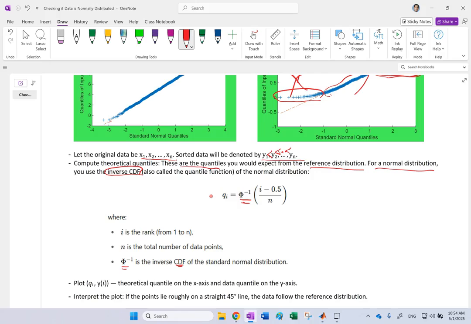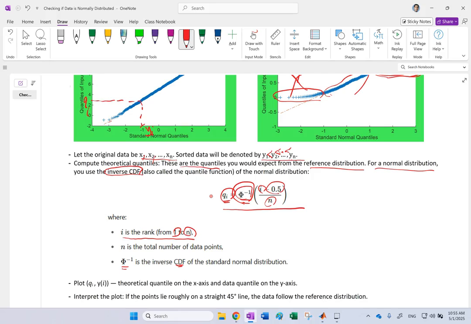And if you know that, then if i here is the rank from 1 to n, you have n data, so from 1 to all the way to n, if i is any rank, then you plug it into this formula, i minus 0.5 divided by the total number, and pass it as input argument to the phi inverse, right? And the result of that is going to be the q that you need to plot versus yi. So here, if that point is yi, for that, you need a corresponding qi.